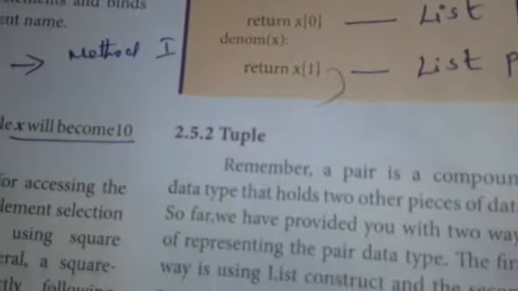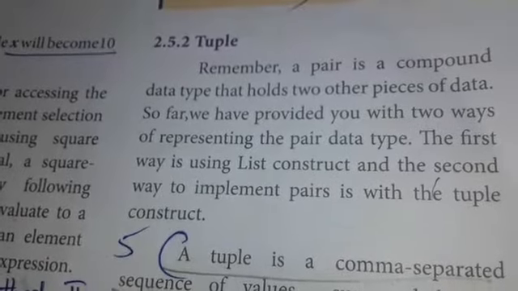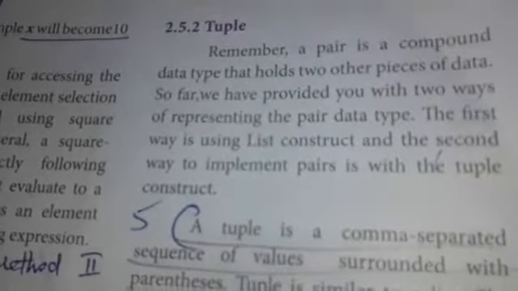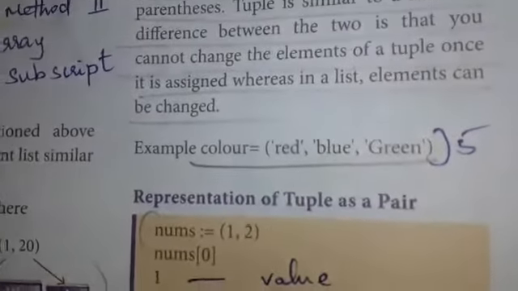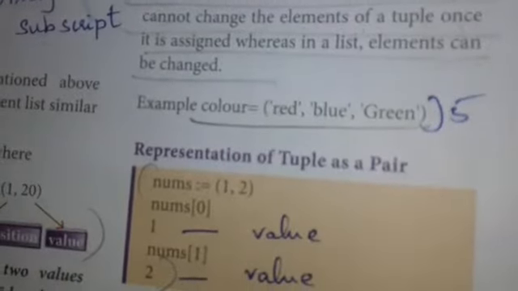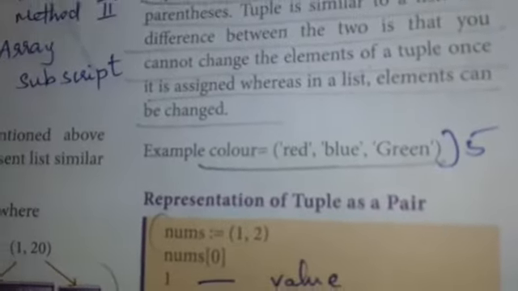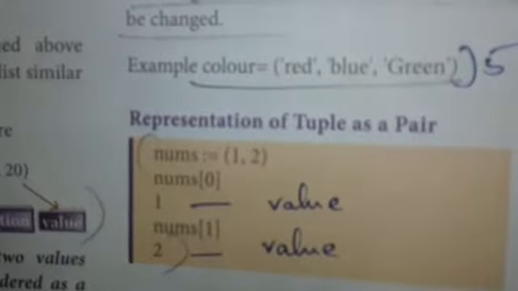Next one we have is tuple. Tuple is also the same as list. Here the values are given in parentheses, brackets, and separated using commas. Example is color is equal to (red, blue, green). The main difference between tuple and list is, in case of list the elements inside the list can be changed, but in the case of tuple once assigned, values cannot be changed.